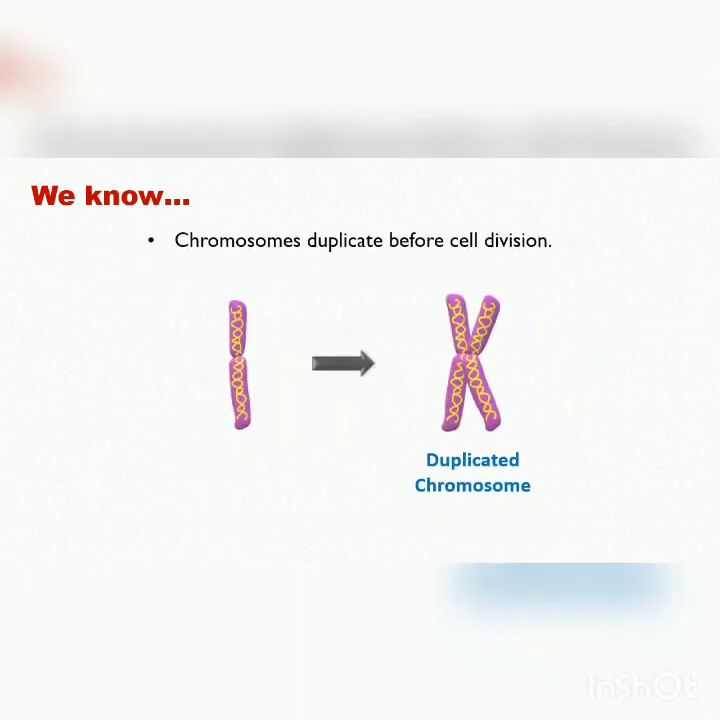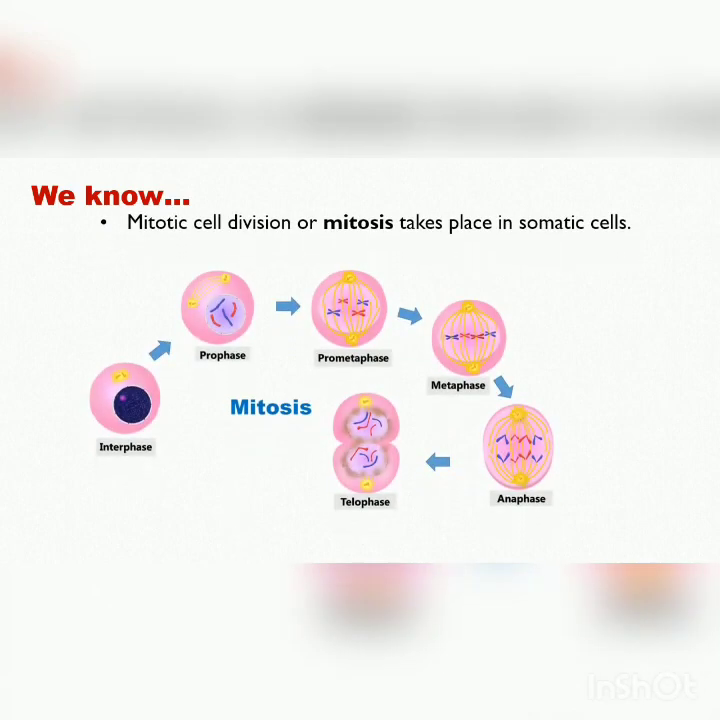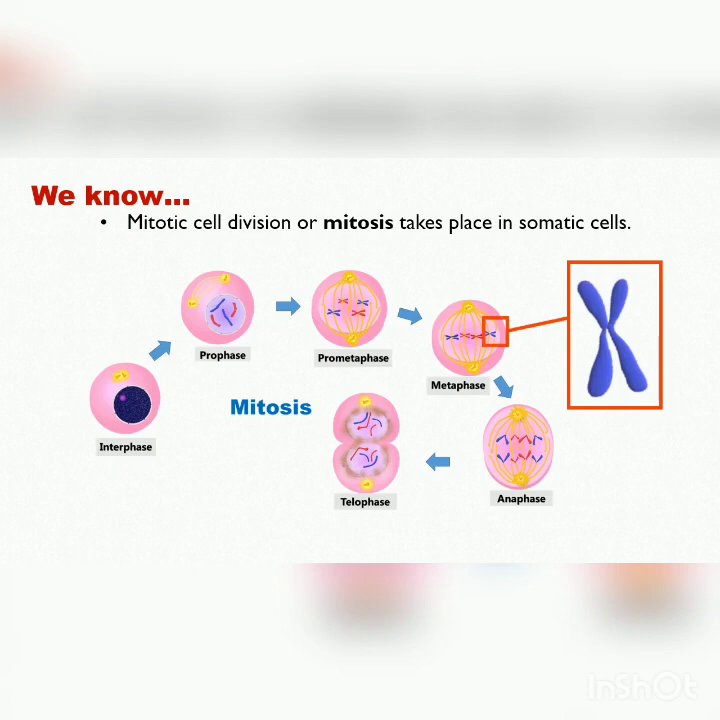Now, chromosomes duplicate before cell division occurs. Duplicated chromosomes are clearly seen in the metaphase of mitosis. Basically, mitotic cell division or mitosis takes place in the somatic cells. It goes through various phases from interphase, prophase to metaphase to anaphase and telophase. So, metaphase of mitosis is the stage in eukaryotic organisms where the chromosomes are in their most condensed form. Therefore, this is the best phase to count the number and to study the morphology of chromosomes.